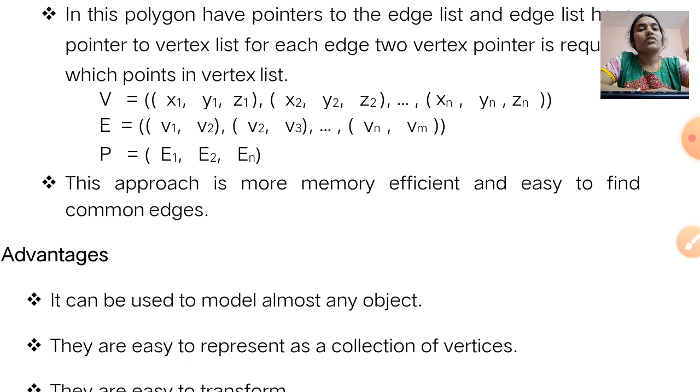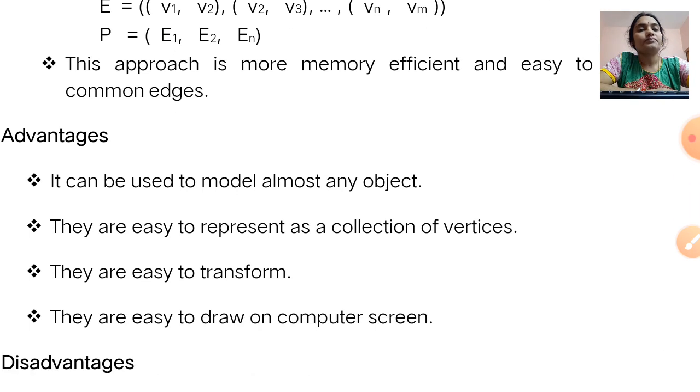Let us discuss what are the advantages of polygon meshes. They can be used to model almost any object. Okay, they are easy to represent as a collection of vertices. They are easy to transform. They are easy to draw on the computer screen. These are the advantages of polygon meshes.